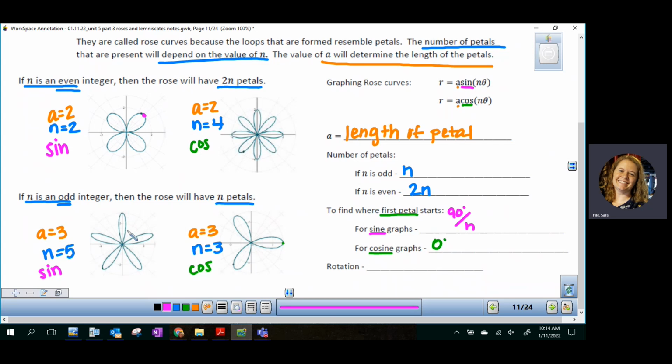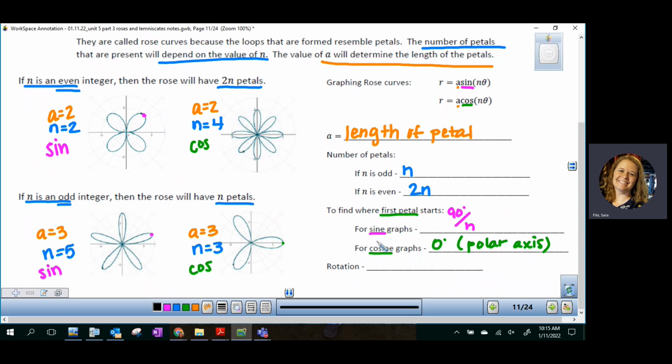Okay, in this one, n is 5. So 90 divided by 5, that's not a value from the unit circle that you know. It's not one of the ones we have memorized, but it's at 18 degrees. So this first petal here is at 18 degrees. You with me so far? Now, technically, cosine is also divided by n. 0 divided by anything is 0. So it's always 0 for cosine. Cosine always starts on the polar axis, which is 0 degrees.